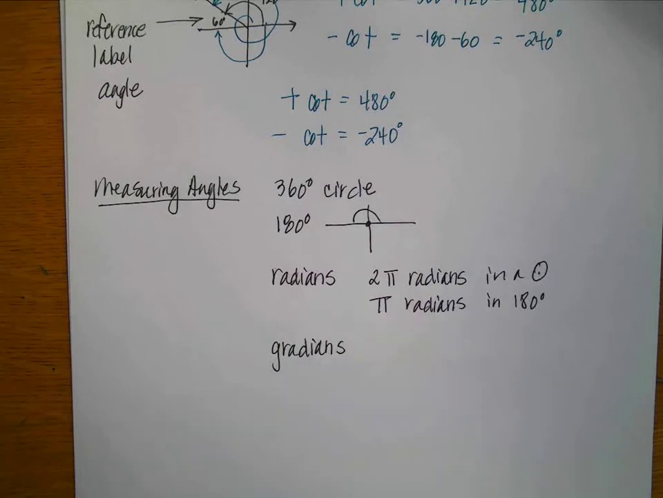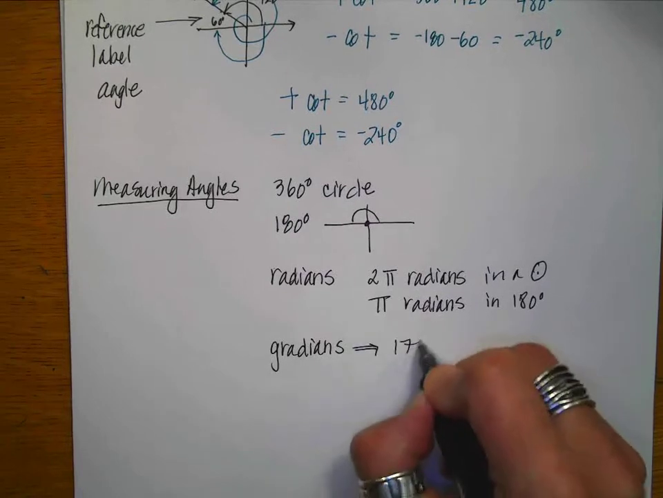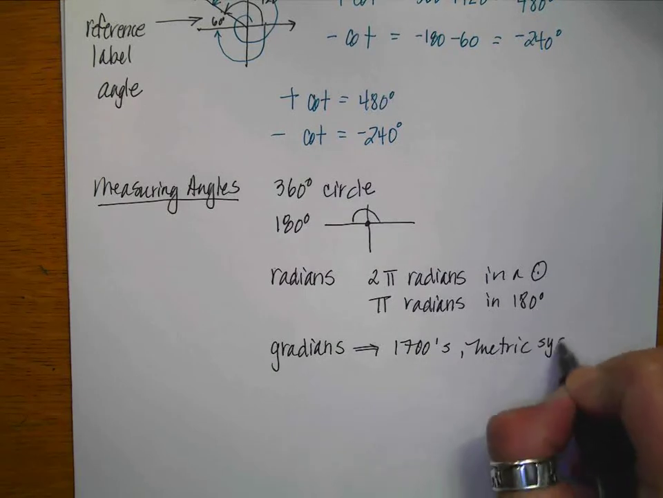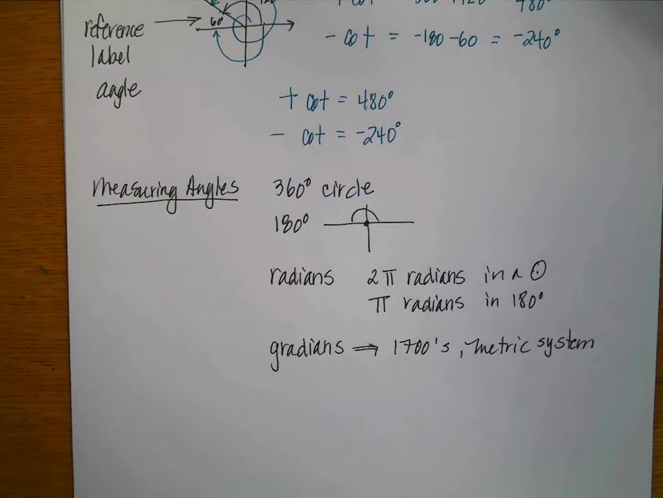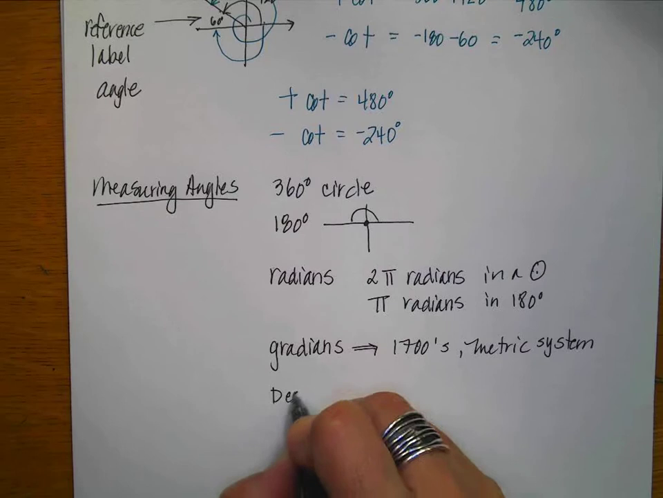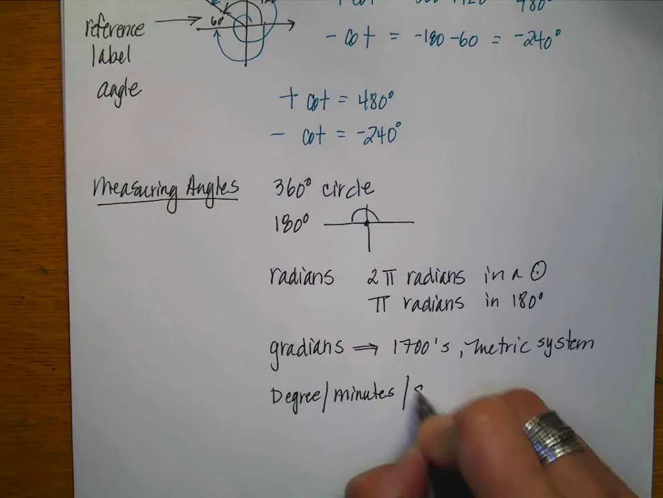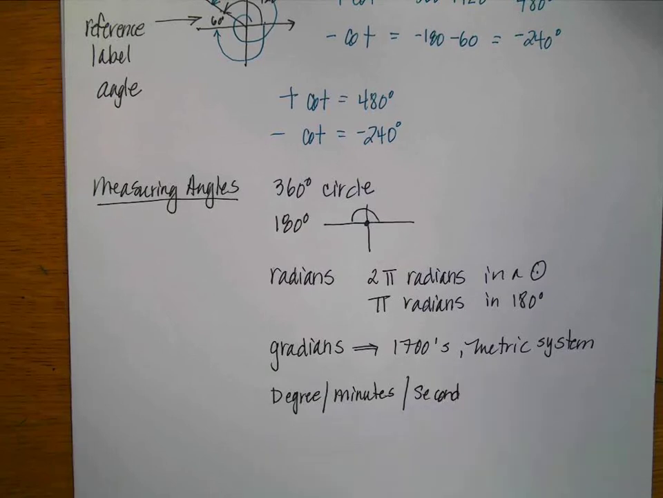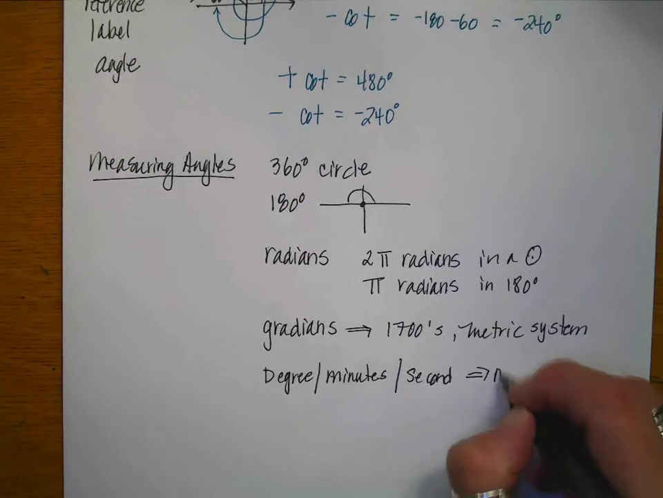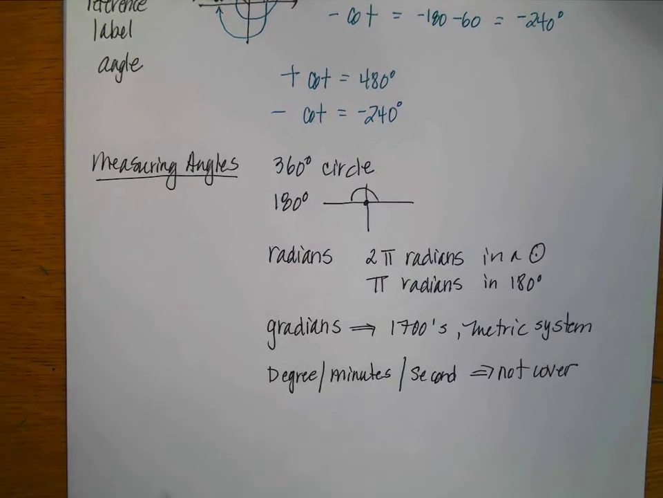Gradients are another type of unit, and we're not going to discuss this. This was designed in the 1700s, and it was used for the metric system, which is actually kind of interesting to know where the angles come from. There's another type of units that our book would cover. It's called degrees, and then minutes and seconds, where you're breaking an angle down into degrees, minutes, and seconds. We are not going to cover that in this course.